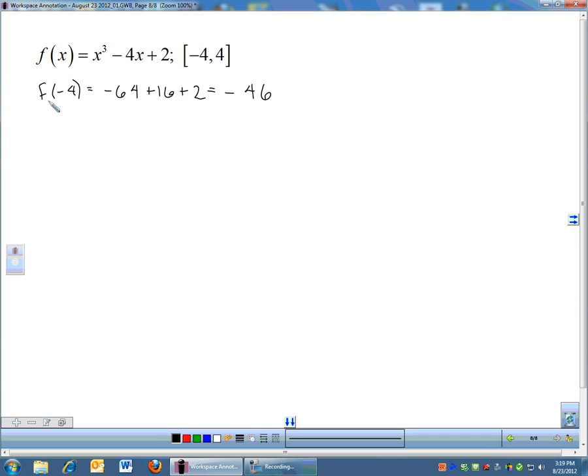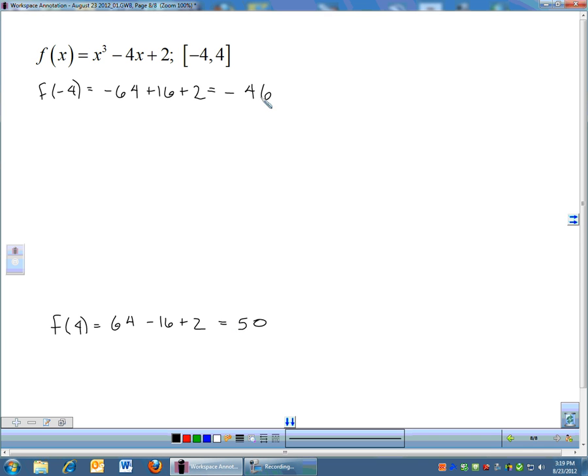If I plug in 4, now I'm going to leave some space, because what I'll probably end up doing is plugging in every number between negative 4 and 4. If I plug in positive 4, that gives me positive 64 minus 16 plus 2. 64 minus 16 is 48, plus 2 is 50. So I went from negative 46 to positive 50. Well, that's a change in sign, so I have to have an x-intercept. I changed my sign somewhere.